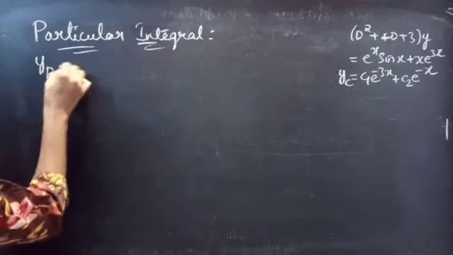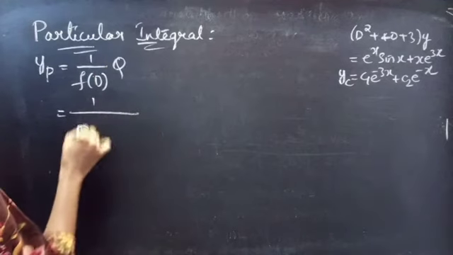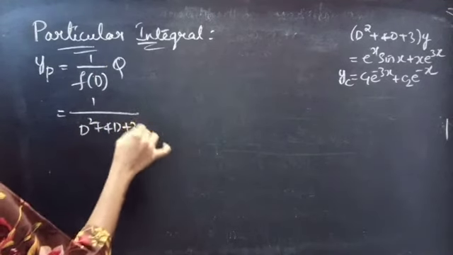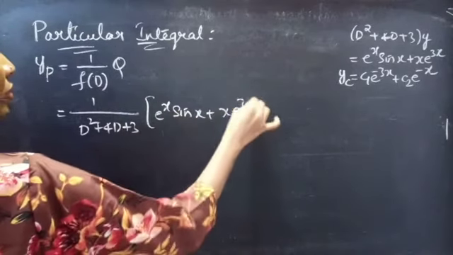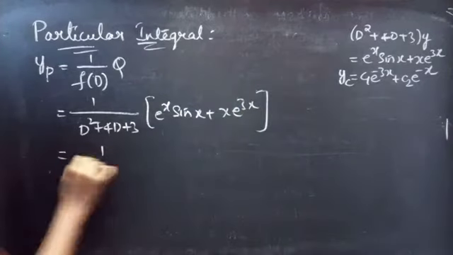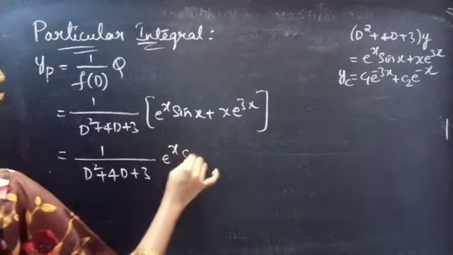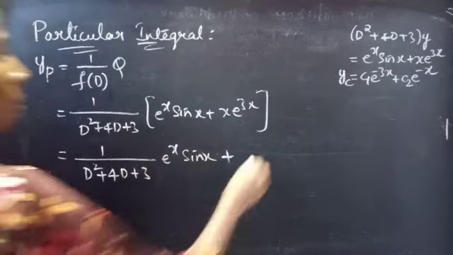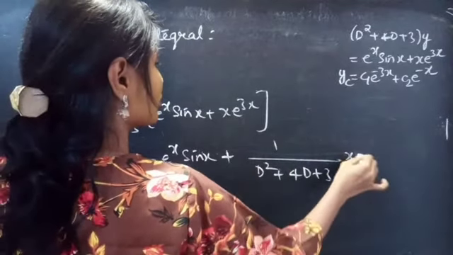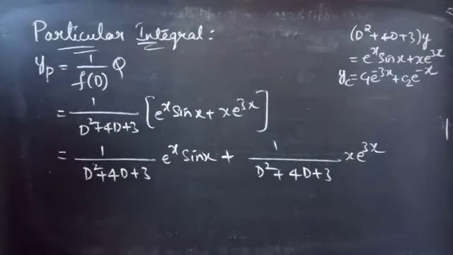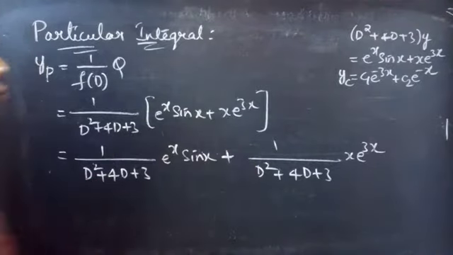We can find the particular integral using 1 by f of D into Q. We have f of D as D square plus 4D plus 3, and Q is e power x sin x plus x e power 3x. We can write it as 1 by D square plus 4D plus 3 into the first term of Q, plus 1 by D square plus 4D plus 3 into the second term of Q, right? Now, we can find each term separately.